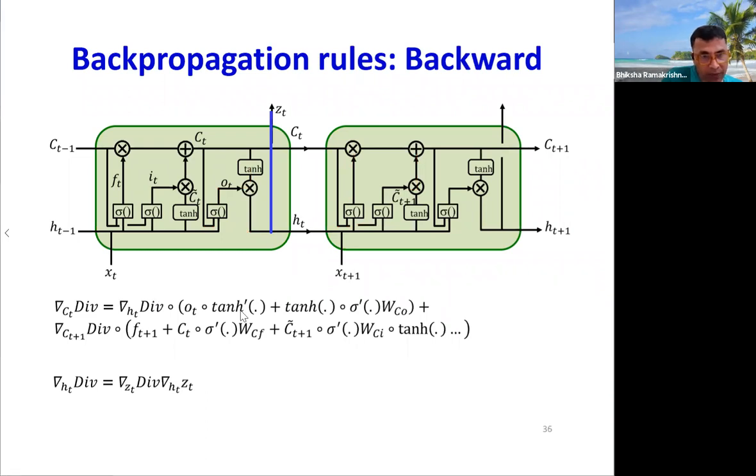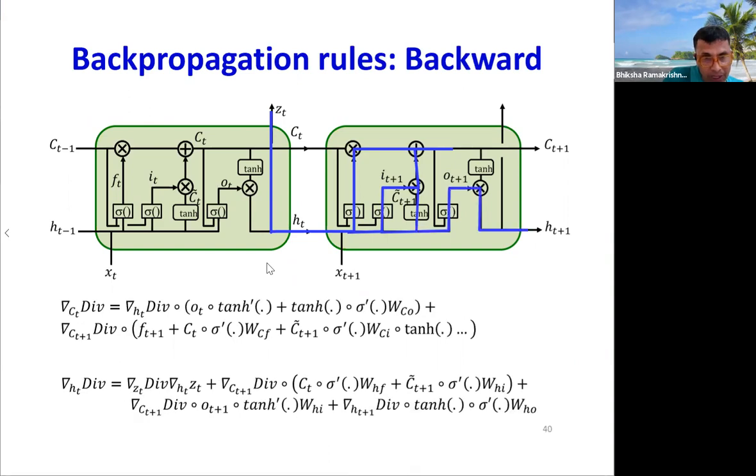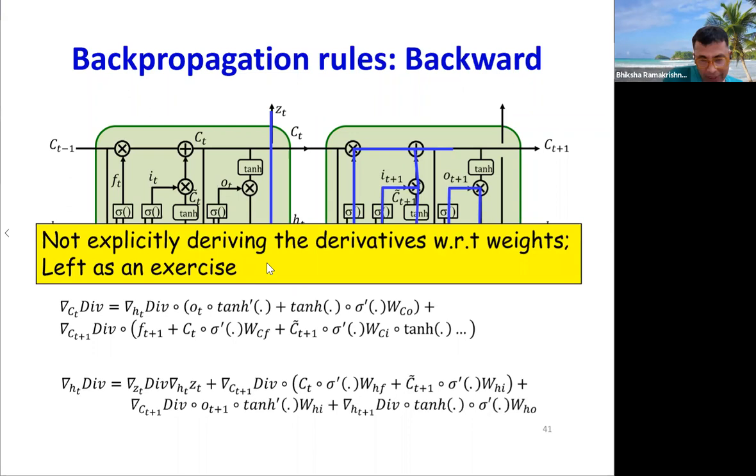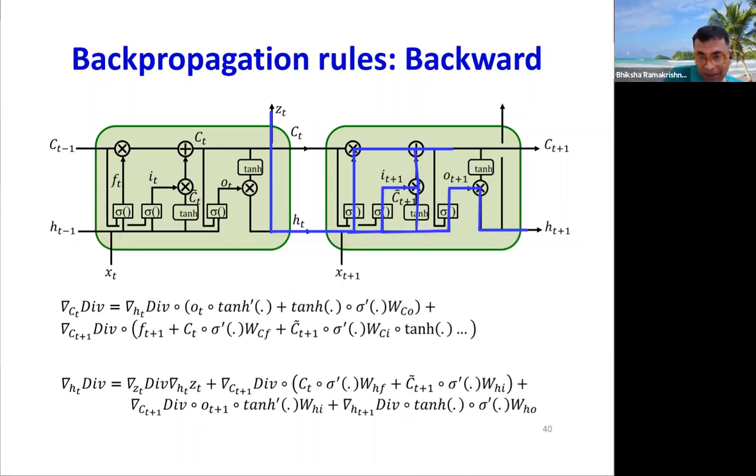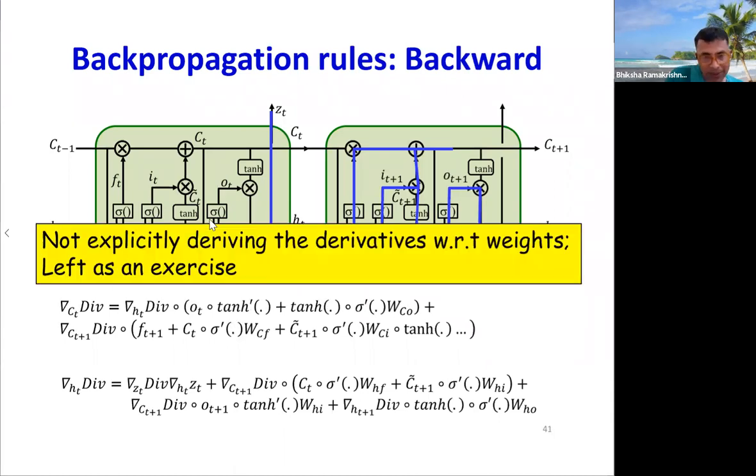Same thing, let's say I want to compute the derivative for HT. Let's look at all of the paths through which HT influences the divergence. HT goes up to the next layer, so clearly there's a path coming down from the next layer. At the same time, you have paths coming in from the same layer at the next time. There are several of these paths, all of which influence HT, and all of their contributions must add to the derivatives. So as you can see very quickly, trying to write out the derivatives, and these aren't even complete, these are just partial, is going to be very challenging. And I'm not even going to try to do this for the weights.